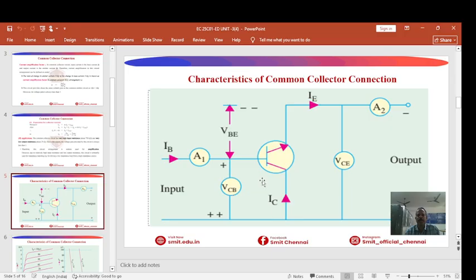This diagram depicts the complete common collector configuration with respect to the input side as well as the output side. As we all know, in the input side we connect an ammeter and voltmeter. By varying these two parameters, one voltage and another current, for example here VCB versus IB on the input side, we can study the input characteristics. By varying the VC versus IE, we can study the output characteristics of the CC mode.